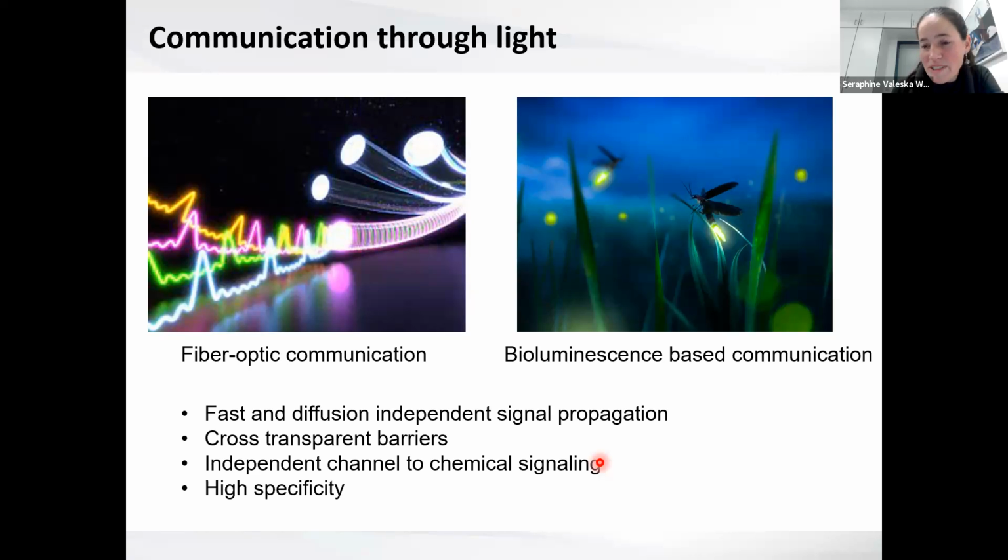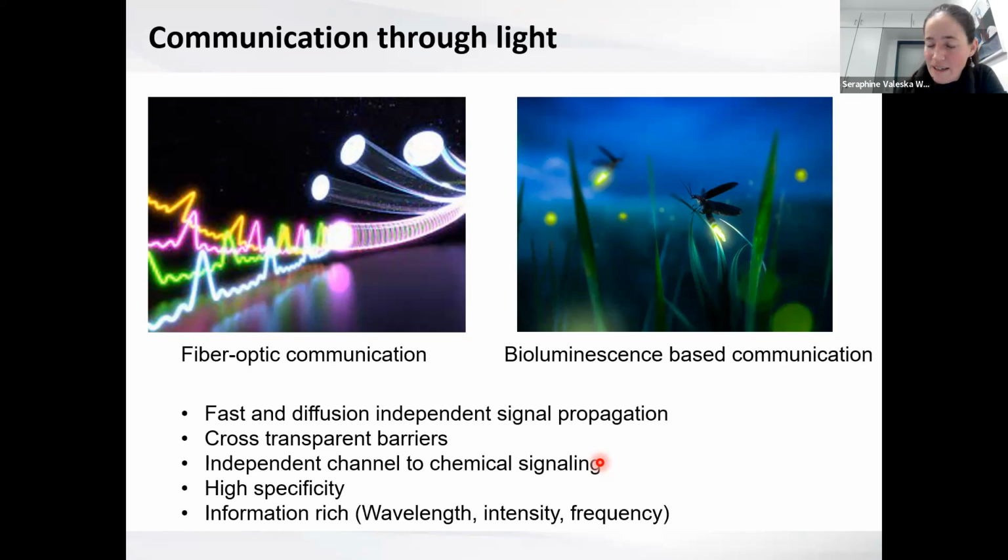It would be highly specific because light production as well as light response is not something that is very common. And we could introduce this with dedicated molecules. And if we understand how to do this, we could code even different types of information using different colors or intensities or frequencies of light.